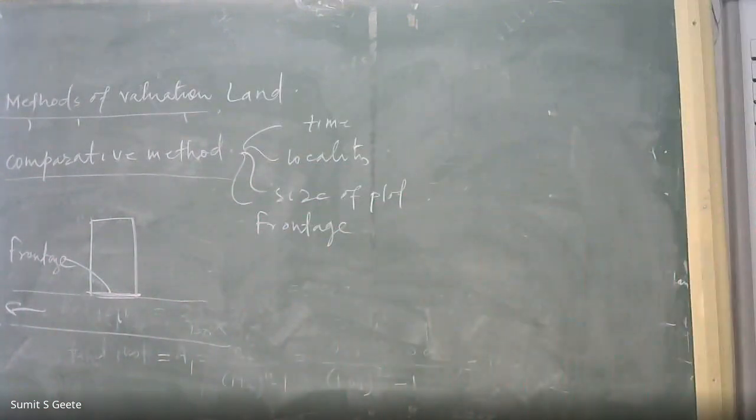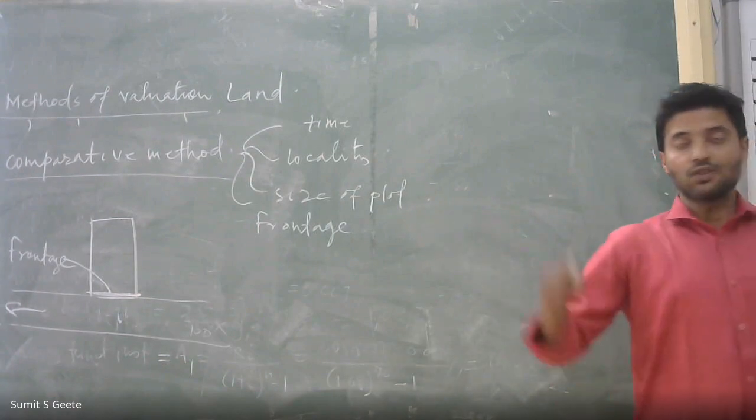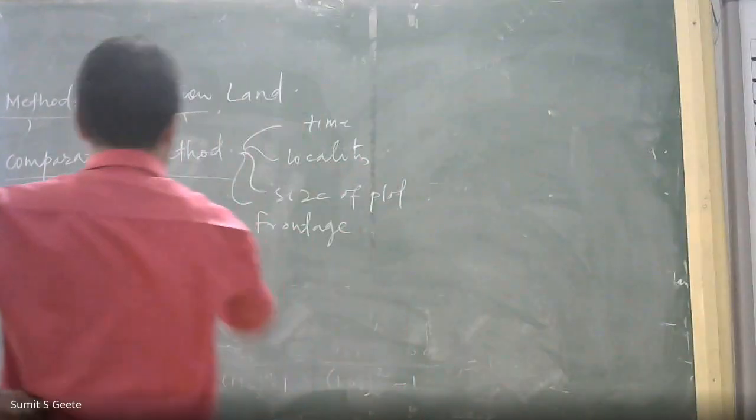And you want maximum frontage. If there are two plots of the same area but one plot has more frontage, then that plot is on the higher side in value. Clear? So frontage is essential. In the commercial aspect, frontage is the basic parameter which people consider.